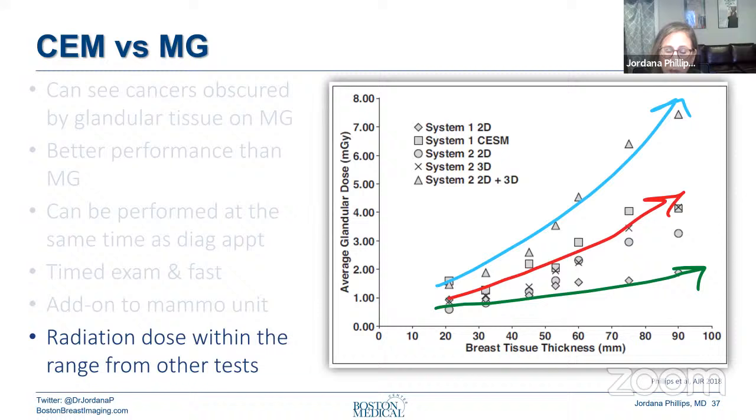So from my perspective, the take-home for radiation dose is not that it's higher or lower than a different exam, but that it's well within the range of what we're doing for women every day, but we get this added information on enhancement, which we are not getting from our tests that only provide morphologic and density information. So let's talk about contrast-enhanced mammo compared to MRI.